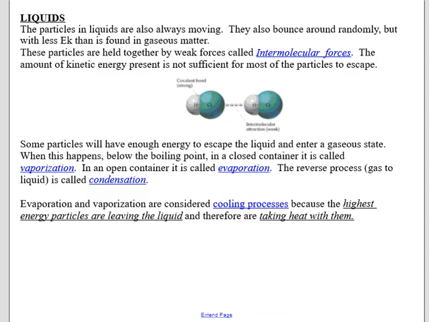Liquids, just like gases, are also always moving. They will bounce around, but they have less kinetic energy than you would find in molecules of a gas. Also, the forces that hold together liquids, the intermolecular forces, are typically somewhat stronger than they are in a gas. So it takes more energy to separate the particles far enough to be called a gas.